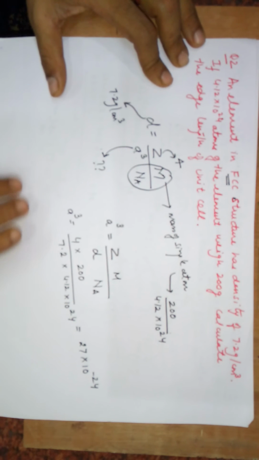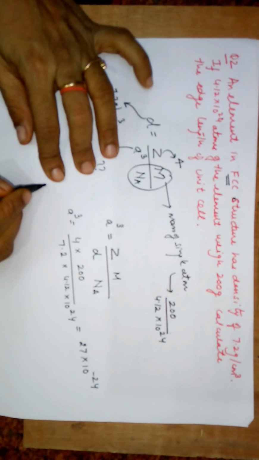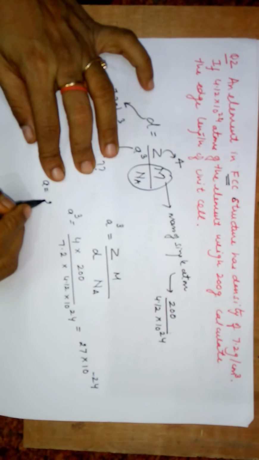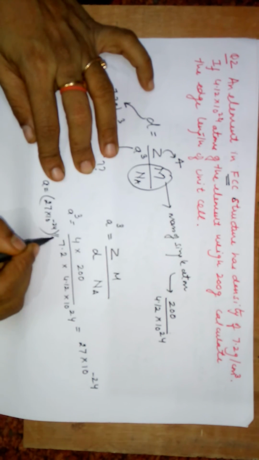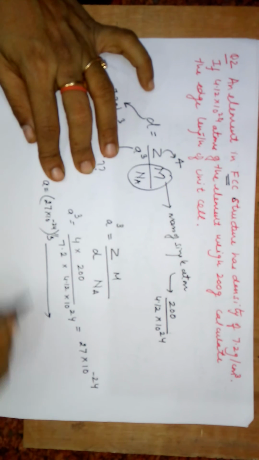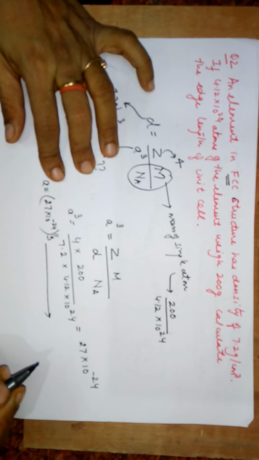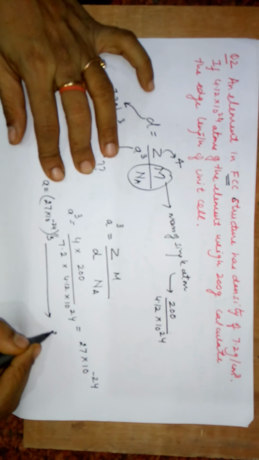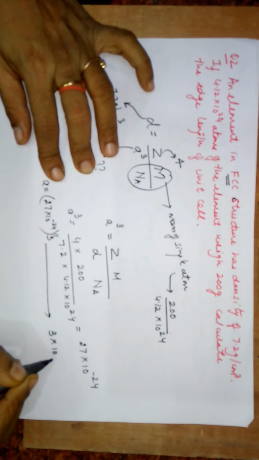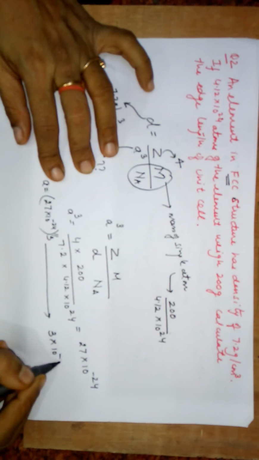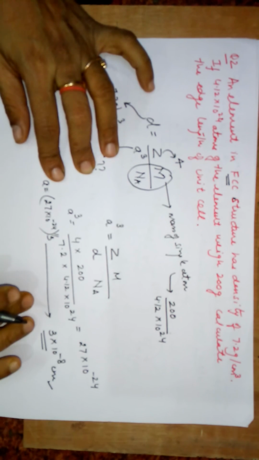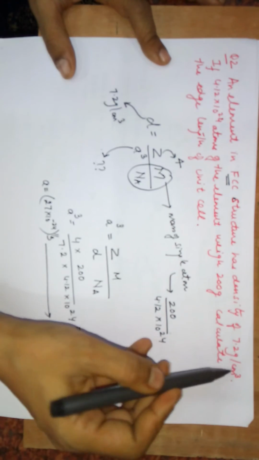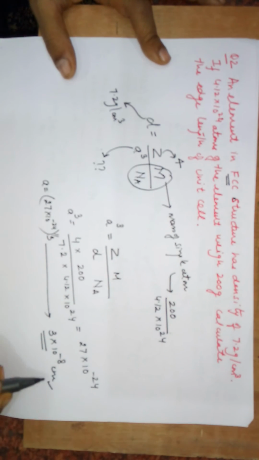If you need the value for A, you need A therefore is equal to 27 times 10 to the power minus 24 to the power 1 by 3, which is a cube root. The cube root of 27 becomes 3, and the power of 10 automatically divided by 3 becomes minus 8. So that is your answer. Don't forget the units. Since the density was in grams per cubic centimeter, your edge length comes out to be in centimeters only.